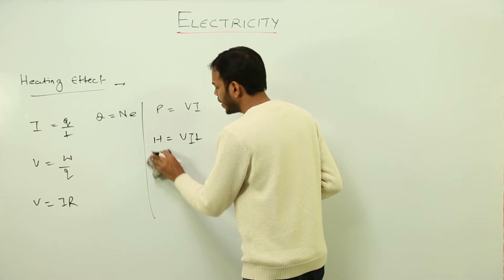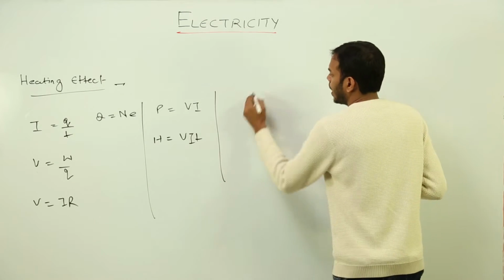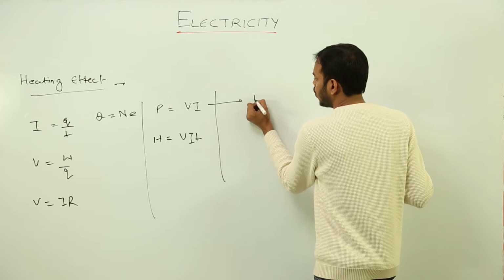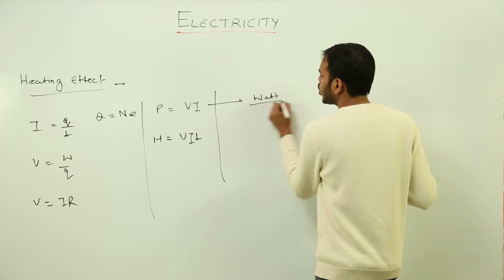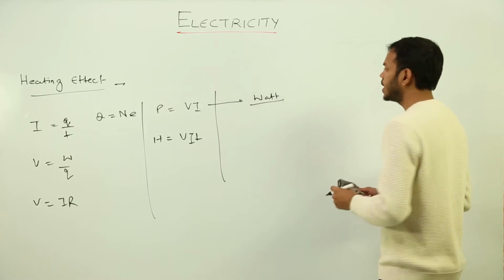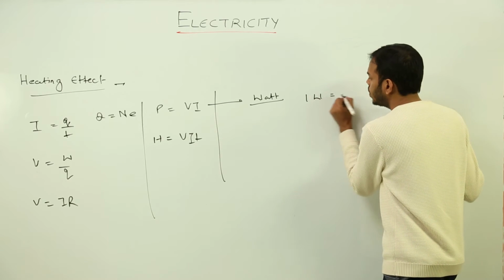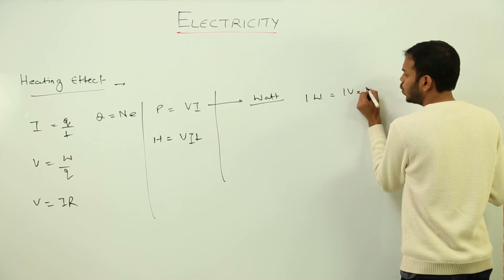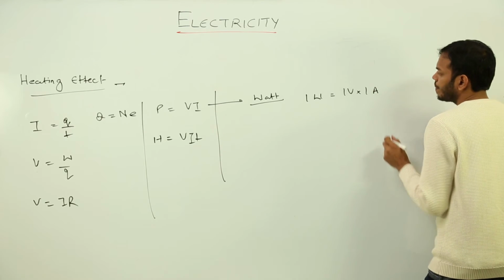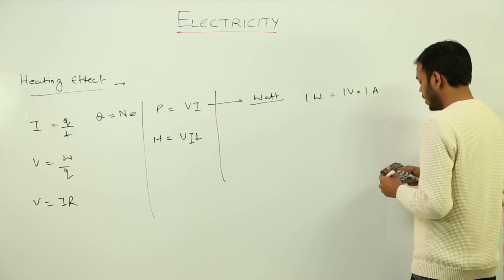You have to remember only one thing, that the SI unit of heat is joules, right? Which we already know. But for power, the SI unit is watts. It is again coined on the name of the scientist, Watt, and 1 watt is equal to 1 volt into 1 ampere. Okay.